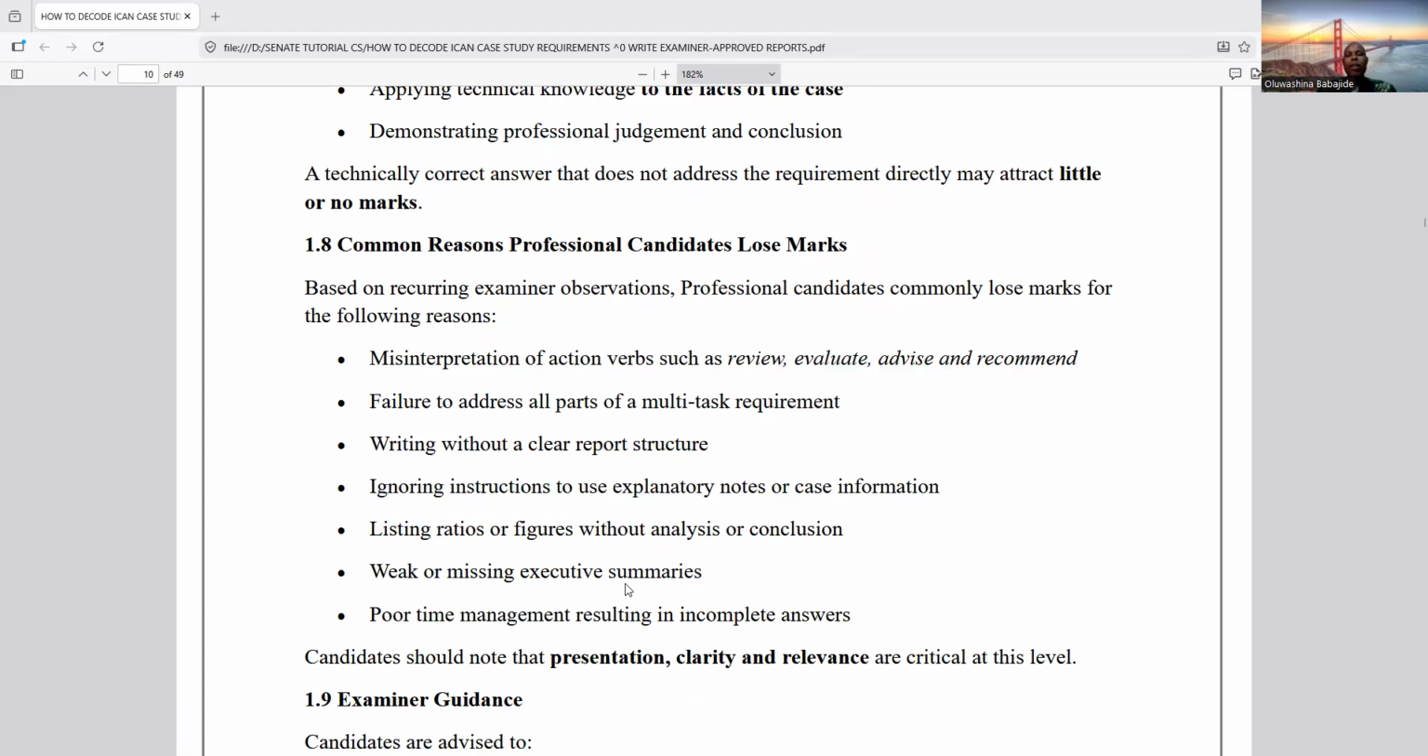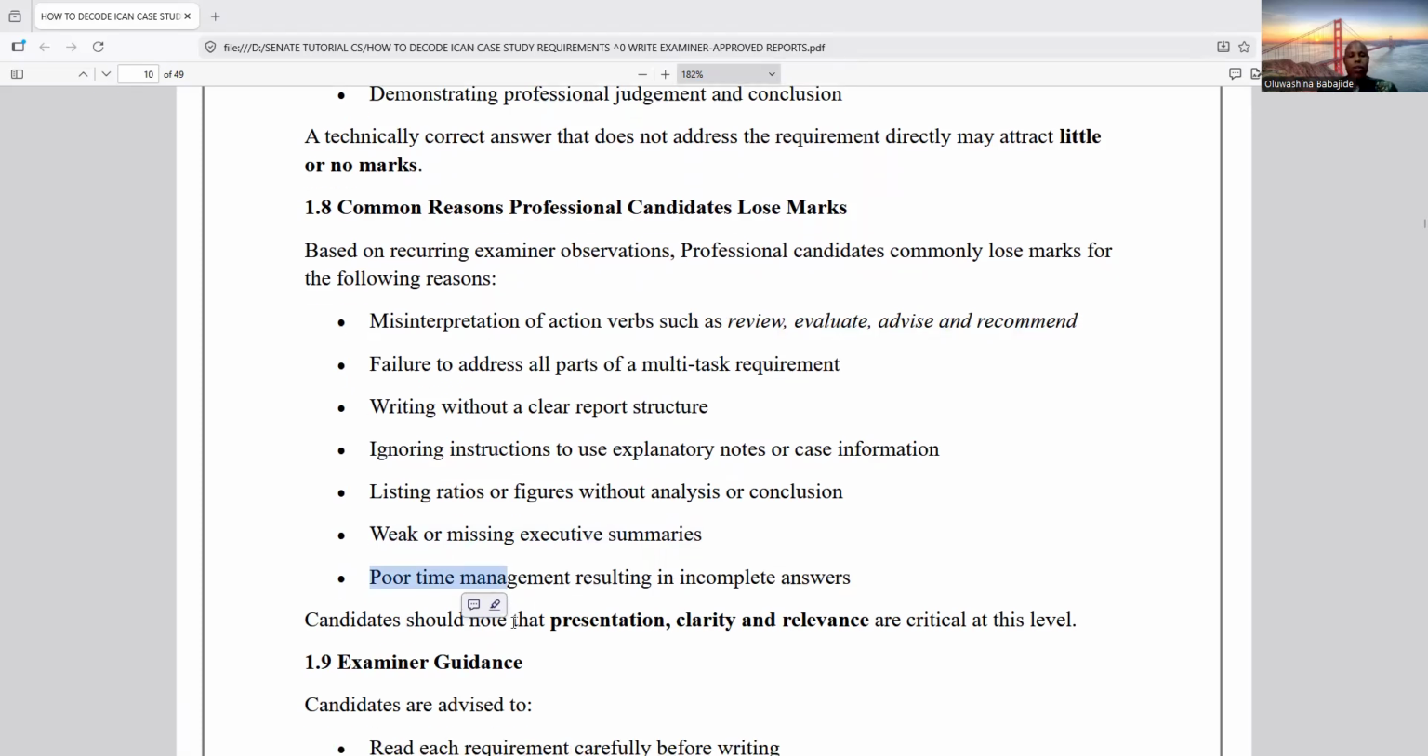When you don't write an executive summary, or your executive summary is very weak, I used to say that your executive summary must be very attractive to the examiner, so that when they read it, they will be expecting more and will eagerly go and read your report. But when your executive summary is very weak and shallow, the person marking your paper will not be impressed. They will ask, what do we expect in the report?